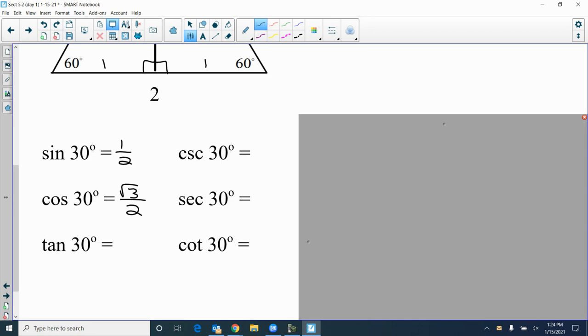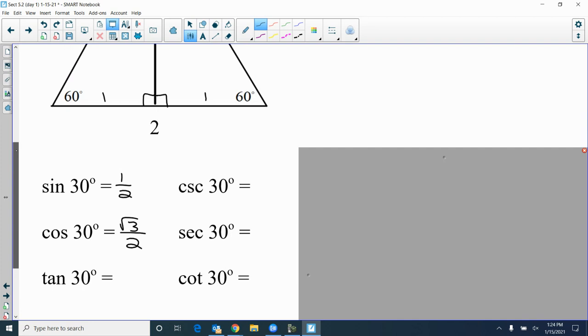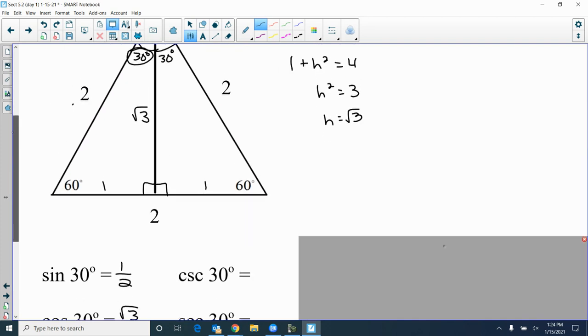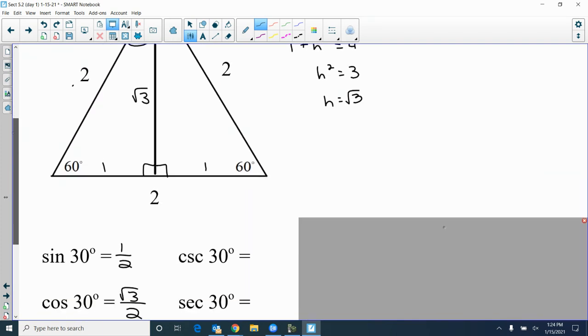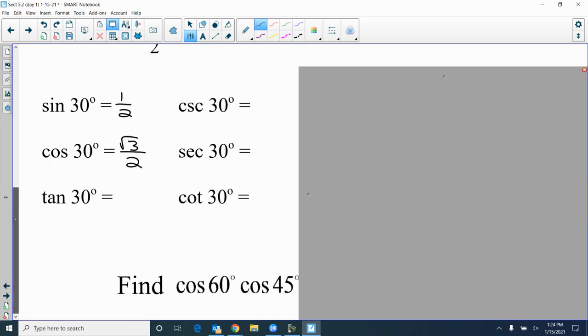Alyssa, what's tangent of 30 going to be? 1 over square root of 3, which is square root of 3 over 3. Oh, so you rationalized in your head. You're way better than me. So it's going to be 1 over square root of 3, which, as she said, when we rationalize, is going to be square root of 3 over 3.